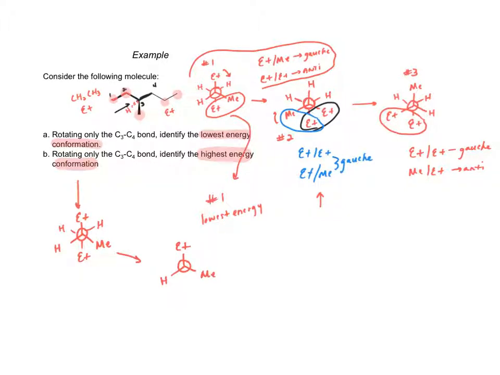Okay, so now for part B, that was the lowest energy conformation. For part B, they want us to find the highest energy conformation. So, what type of conformation am I going to be looking at if I'm looking for highest energy? An eclipsed conformation. So again, there's 3 of them, unfortunately.